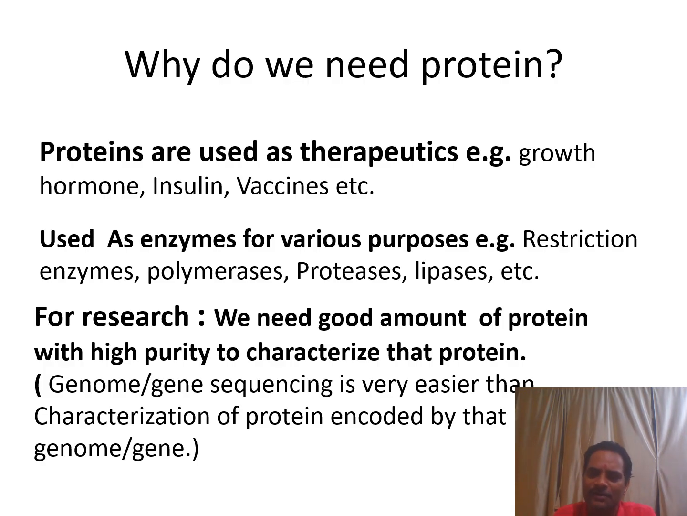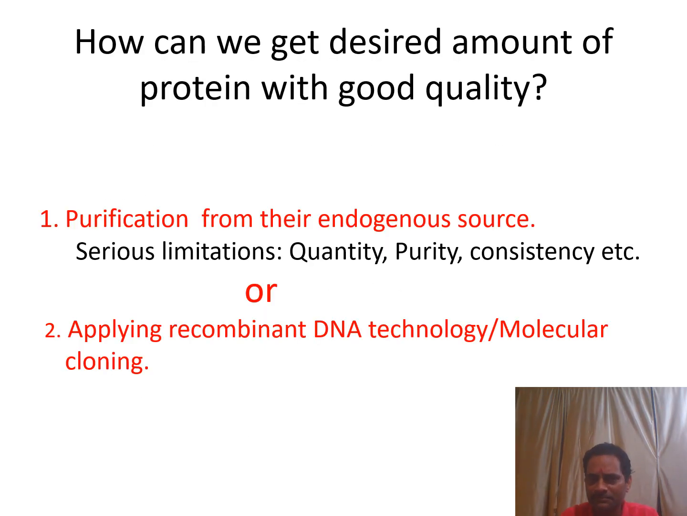As you know, genome sequencing is easy nowadays, but characterization of the genes present in the entire genome is difficult. For that also we need recombinant protein, so that we can characterize it. Now what are the sources? How can we get the desired amount of protein with good quality? Either we can purify from the endogenous sources, or we can apply recombinant DNA technology, or we can call it molecular cloning.